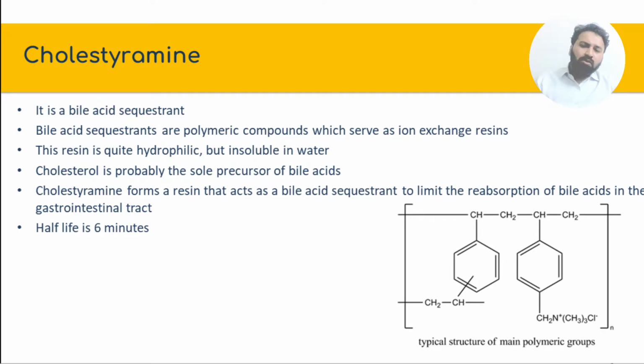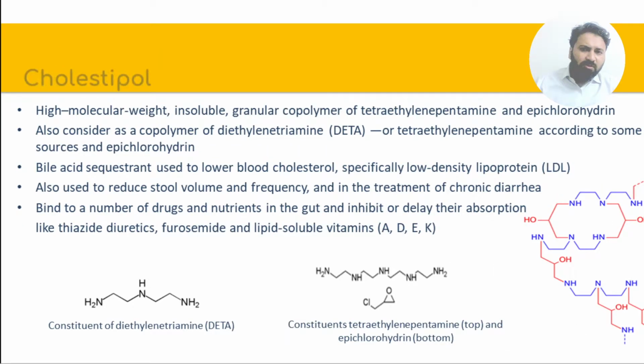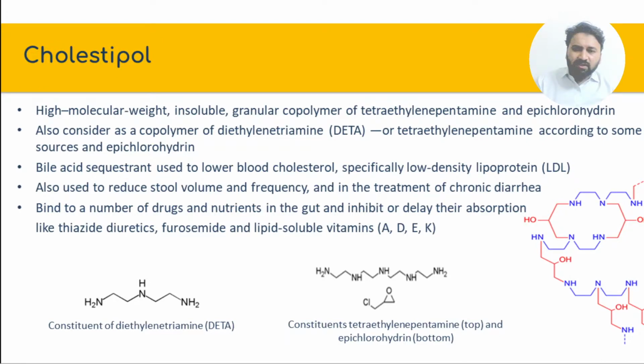Now the next compound, again of the same nature, is Cholestipol. You can see the structure of this Cholestipol. It is a high molecular weight insoluble granular copolymer of two chemicals: the first is tetraethylene pentamine and the other is epichlorohydrin.